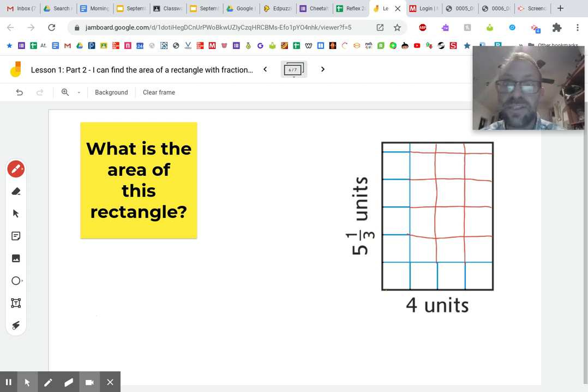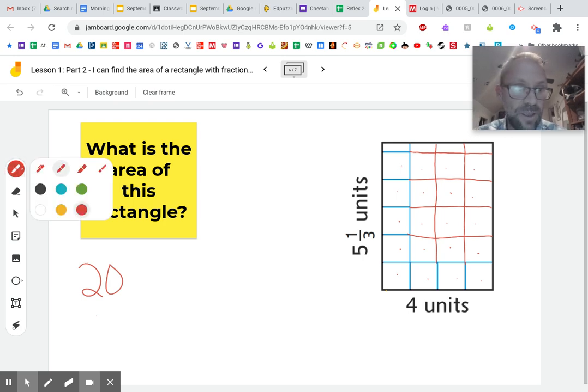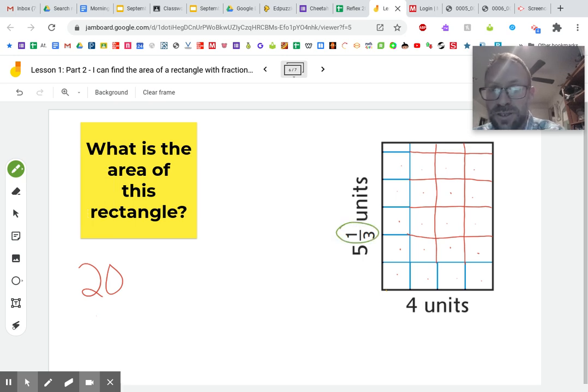Now, second step, let's count them up. Are you ready? Here we go. 1, 2, 3, 4, 5, 6, 7, 8, 9, 10, 11, 12, 13, 14, 15, 16, 17, 18, 19, 20. We have 20 whole square units inside of this rectangle. And we also have, much like the last problem, thirds left over, right? This length here, from here to here, is 1/3 of a square. And so this is 1/3 of the whole square in area.